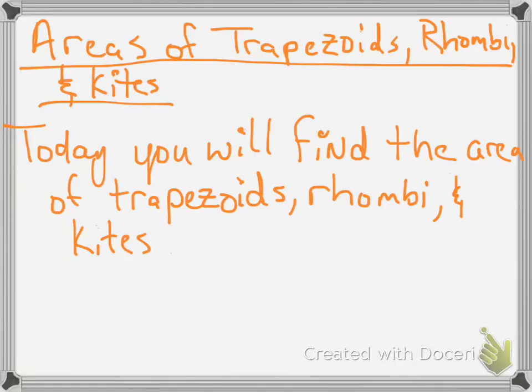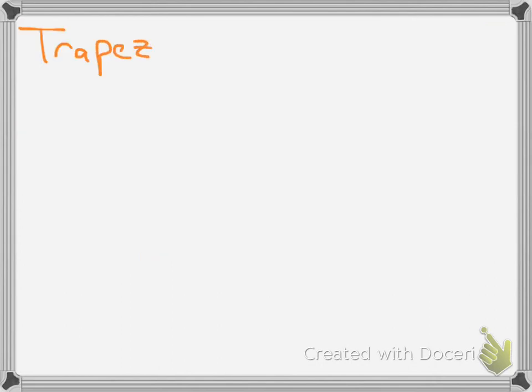Alright, we are ready to do some areas of trapezoids, rhombi, and kites. And today you will find the area of a trapezoid, a rhombus, and a kite. First thing, let's talk about some trapezoids.